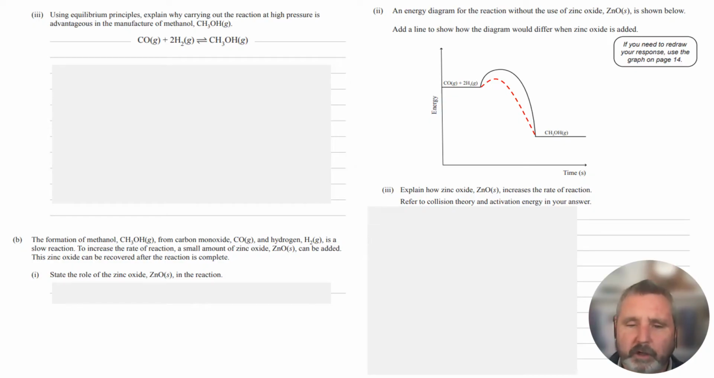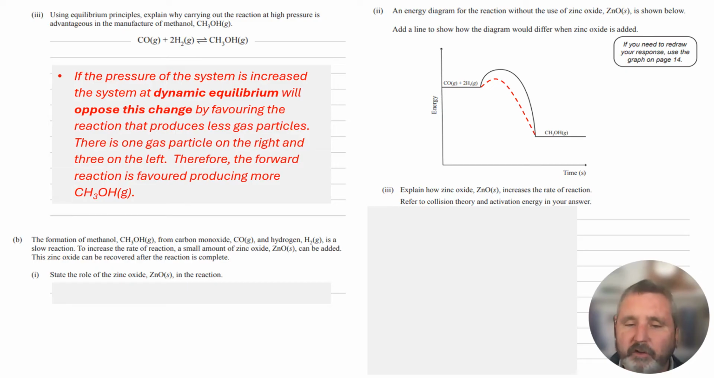Okay, so we want more methanol. So if I'm producing it, if this is my business, if this is my factory, I want more made. So I want the reaction that's going to make more. How is high pressure going to make more? Well, remember we increase the pressure, we're going to make more of the side that has the least gas particles, or the reaction that produces the least gas particles is going to be favoured. So if the pressure is increased at a system at dynamic equilibrium, it will oppose this change. Now try and always write in this wording, oppose this change. Sometimes, depending on the marking schedule, they want you to put more detail to say that's what an equilibrium always does, it opposes change. And it favours the forwards reaction that produces less gas particles.